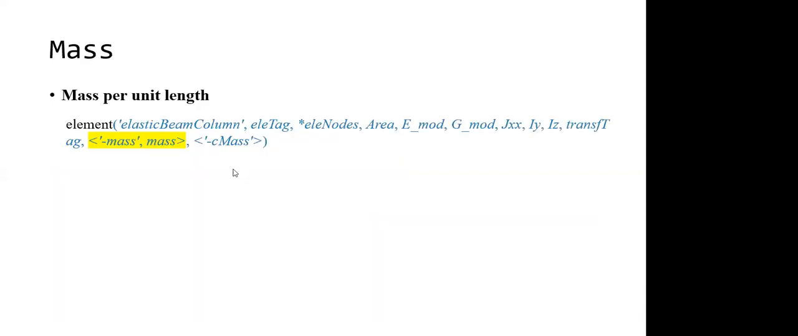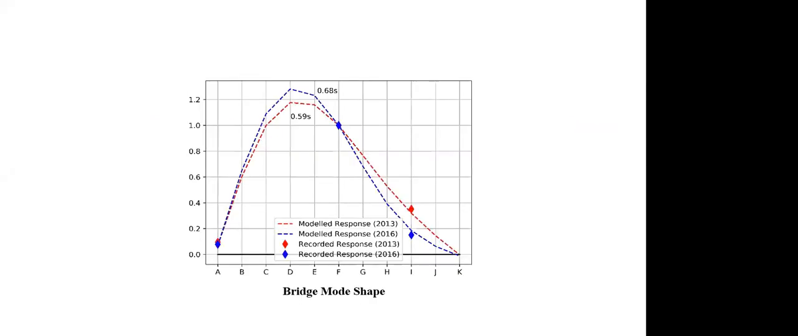And then for the mass, I was using a mass per unit length. I didn't assign mass separately, but I was using the mass per unit length component in the elastic beam column to capture the mass. So this is where I have the mass for my modal analysis. I don't have any loads because for modal analysis it's not required for this part. So just mass.